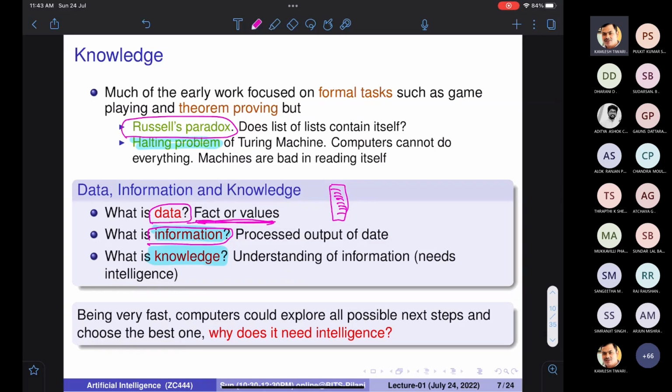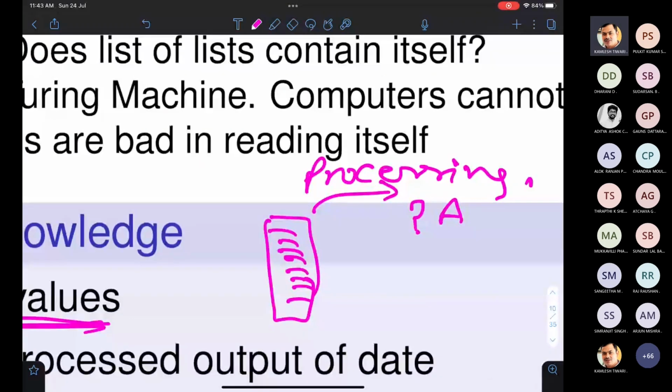For example, if I ask how many people have a name starting with A, you have to apply processing on the data to get the output. So information comes out of the data when you apply processing. Any problem on that? You have data, you applied processing on this, and after that you get information. Clear? Information is anything which has some meaning. No, not anything. Very specific.